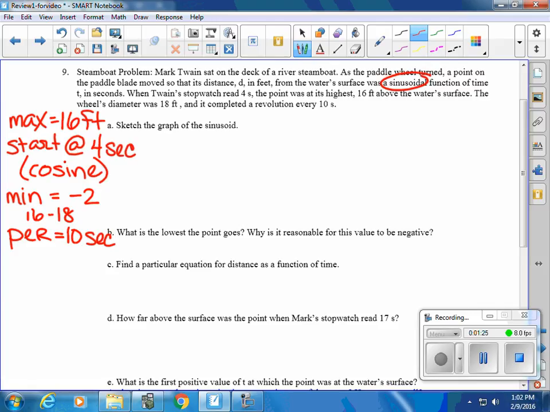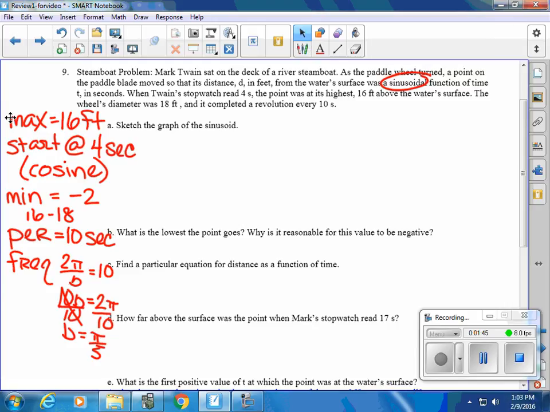Which means I also know the frequency, because 2 pi divided by the frequency is 10. I cross multiply, I get 10b is equal to 2 pi. I divide both sides by 10, and so my frequency is pi over 5. And if I'm graphing, I would find the interval, so let's see what's happening first. All right, so let's sketch the graph. So we do have to graph, so we will want to know the interval.